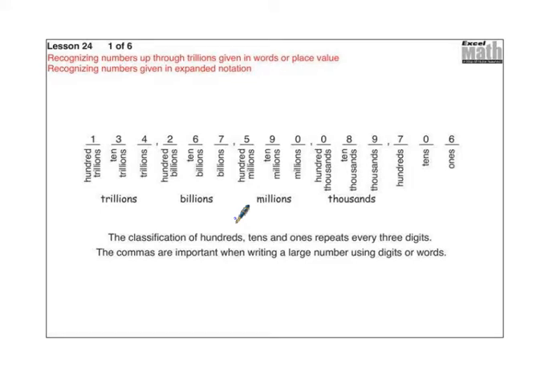All right, here we go with 6th grade Excel, lesson number 24, recognizing numbers up through trillions given in words or place value, recognizing numbers given in expanded notation. So here's a big old giant number that we're going to be working with, and we're going to take a look at how we read this number, how we identify the places in this number, and so on.